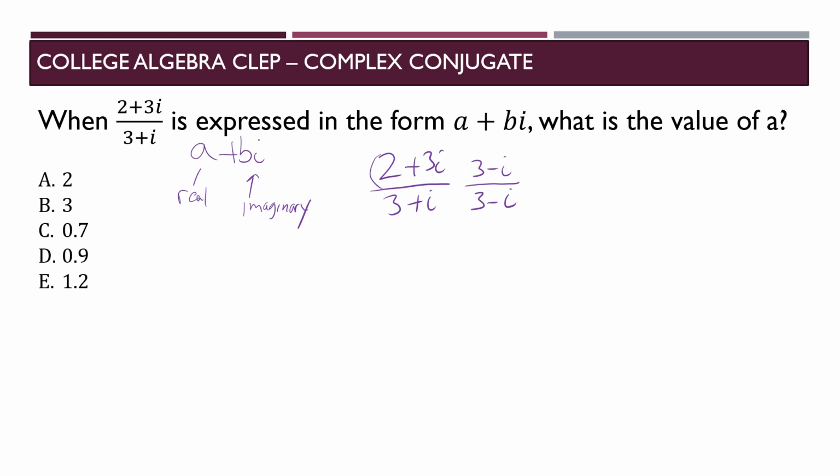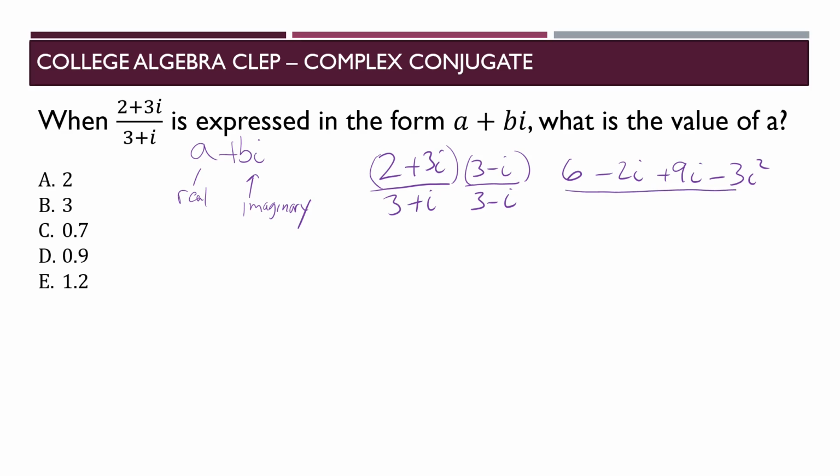Alright, so we're just going to FOIL these. (2 + 3i) times (3 - i). So 2 times 3 is 6. 2 times negative i is negative 2i. 3i times 3 is 9i. And 3i times negative i is going to be negative 3i squared.